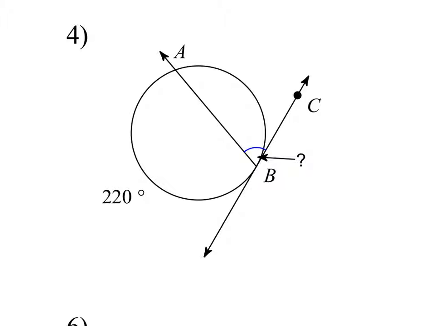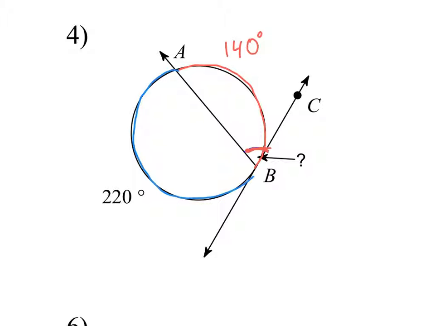And in fact, in number 4, a couple other things need to happen. So we know that this arc right here is 220. So for us to find this angle measure, angle ABC, we need to know this piece of the arc. Well, the whole circle is 360, so 360 minus 220 is 140.